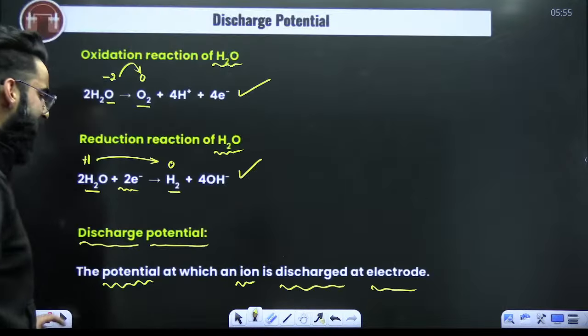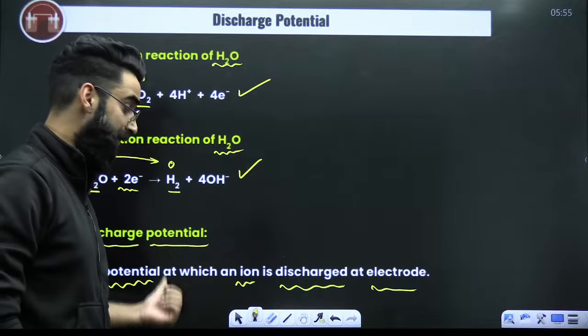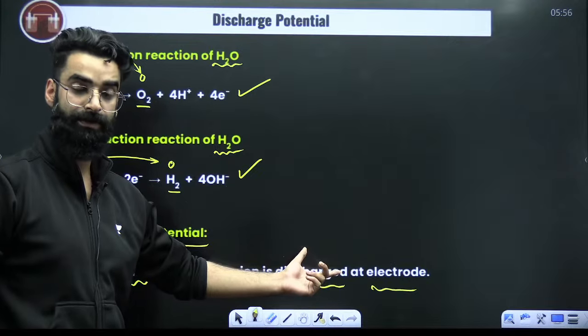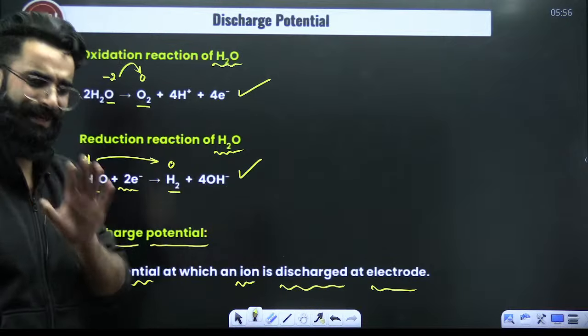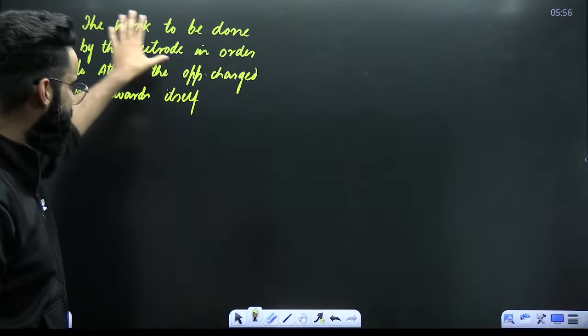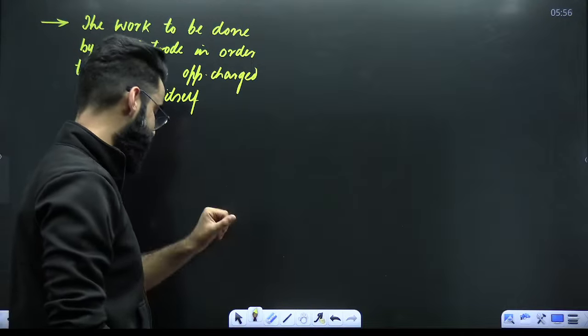See, the actual definition of discharge potential is this: the potential at which the ion is discharged at the electrode, right? But just to make you understand in a simplified manner, I have mentioned it like this. Now, let's get to know what it means exactly.